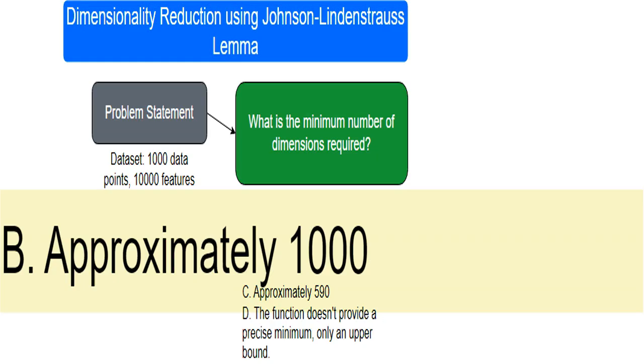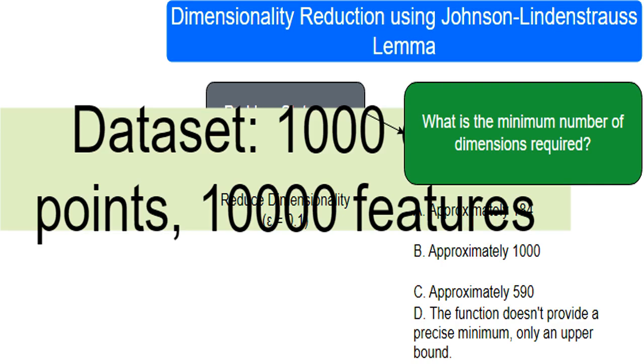The Johnson_Lindenstrauss_min_dim function doesn't find the absolute smallest number of dimensions. Instead, it gives me a guaranteed upper limit. I'm certain that the dimensionality can be reduced to that number or less, but the function cannot promise it's the very smallest.